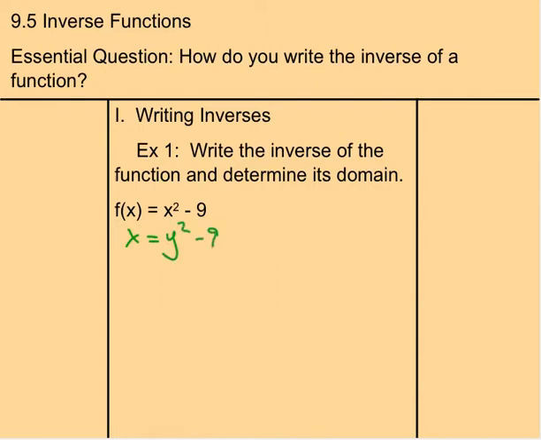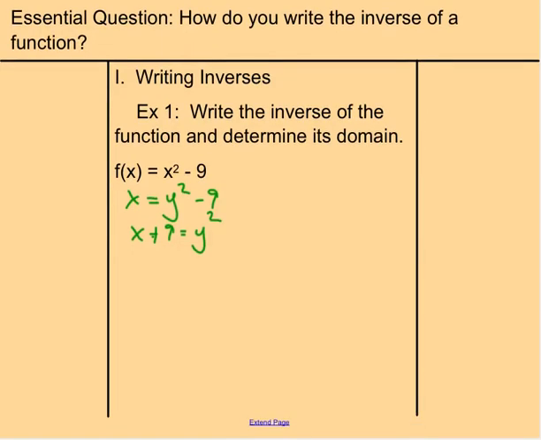To solve for y, we will add 9 to both sides, and then take the square root. Now remember, when you take the square root, think about a parabola. It does not pass the horizontal line test, which means its inverse is not a function. In order to get all of the function in the inverse, we have to do the plus or minus when we take the square root.